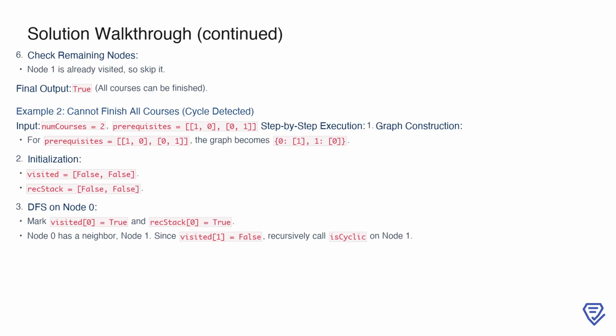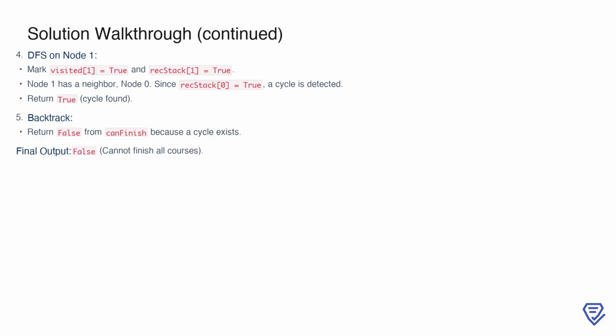Starting with node 0, we mark it as visited and add it to the recursion stack. Node 0 has a neighbor, node 1, which hasn't been visited yet, so we recursively call the DFS on node 1. At node 1, we mark it as visited and add it to the recursion stack. Node 1 has a neighbor, node 0, but this time, node 0 is already in the recursion stack, which indicates a cycle in the graph.